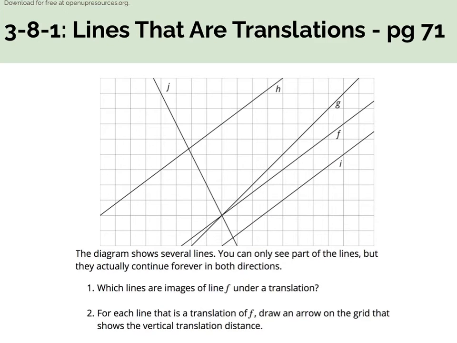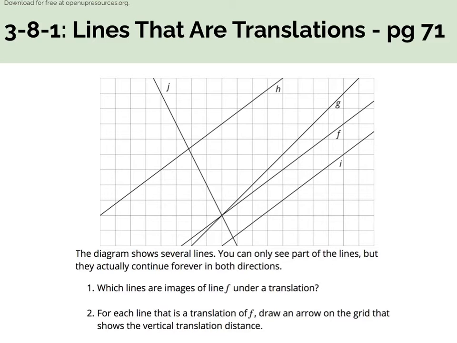All right, go ahead and turn to page 71, and let's answer this question. We have this graph. The diagram shows several lines. You can only see part of the lines, but lines always extend out forever. Answer question 1. Which lines are images of line F under a translation? Remember, that's a slide. And then for each line that is a translation of F, draw an arrow to the grid that shows the vertical translation distance. Go ahead and pause right now and answer that question.